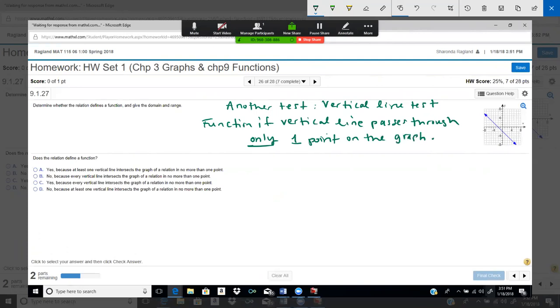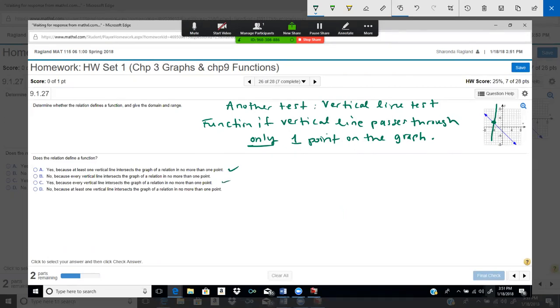So if I put a vertical line and I only cross one point, that means it is a function. It says to answer the question, does a relation define a function? We've already established that it does. So it's between A and C. What does A say? It says because at least one vertical line intersects the graph of a relation in no more than one point, which is true. Let's look at C. Yes, because every vertical line intersects the graph of a relation in no more than one point.